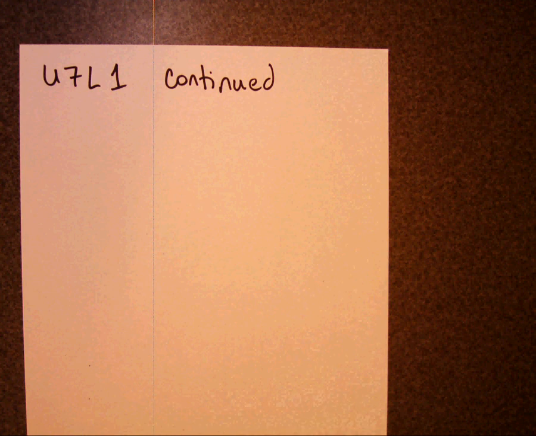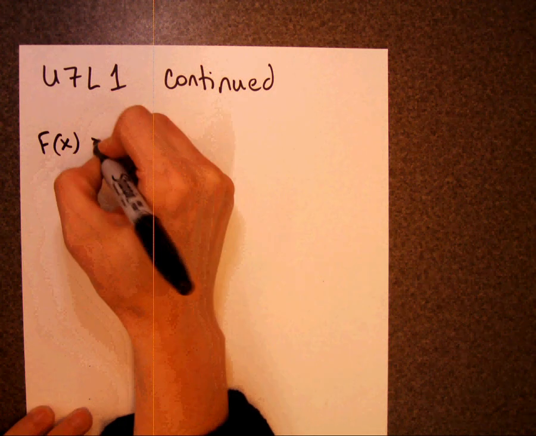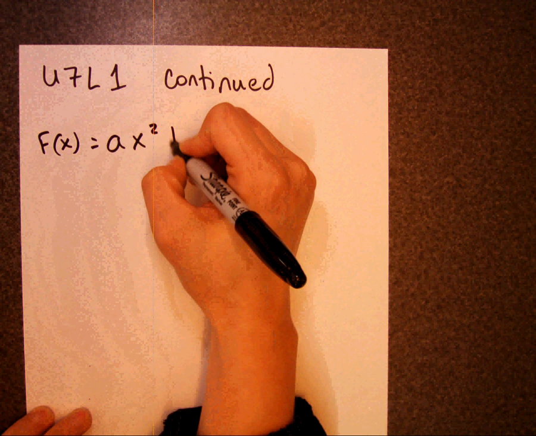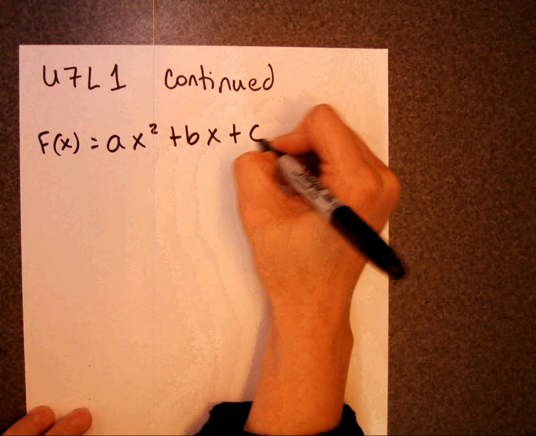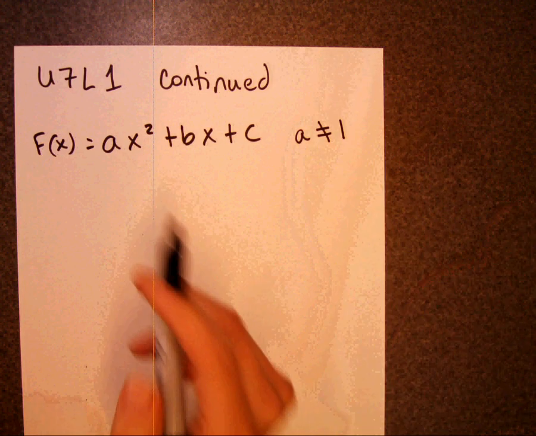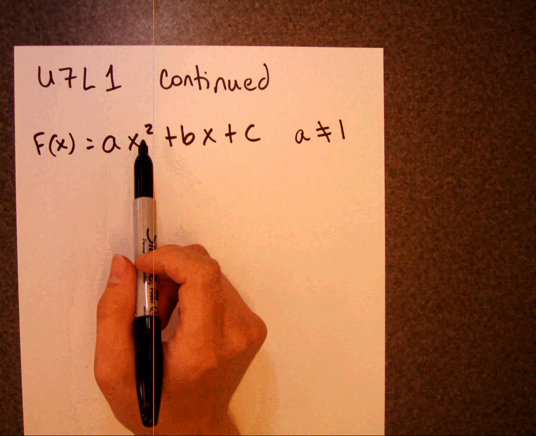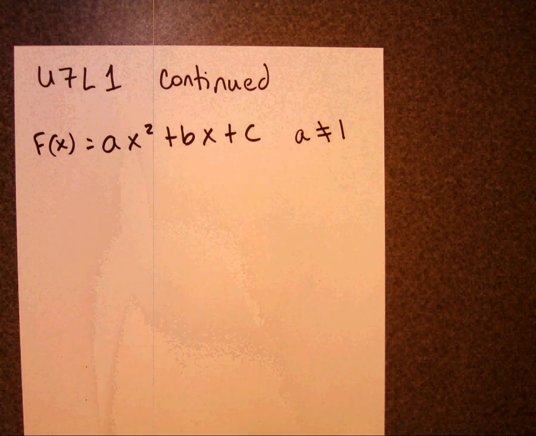Okay, so Unit 7, Lesson 1 continued. We're still talking about factoring, but this time we're looking at still standard form, because we're factoring ax squared plus bx plus c. But this time we're looking at when a is not equal to 1, meaning I'm going to have some number in front of x squared, whatever it may be. How do I tackle that? How do I factor in that situation?